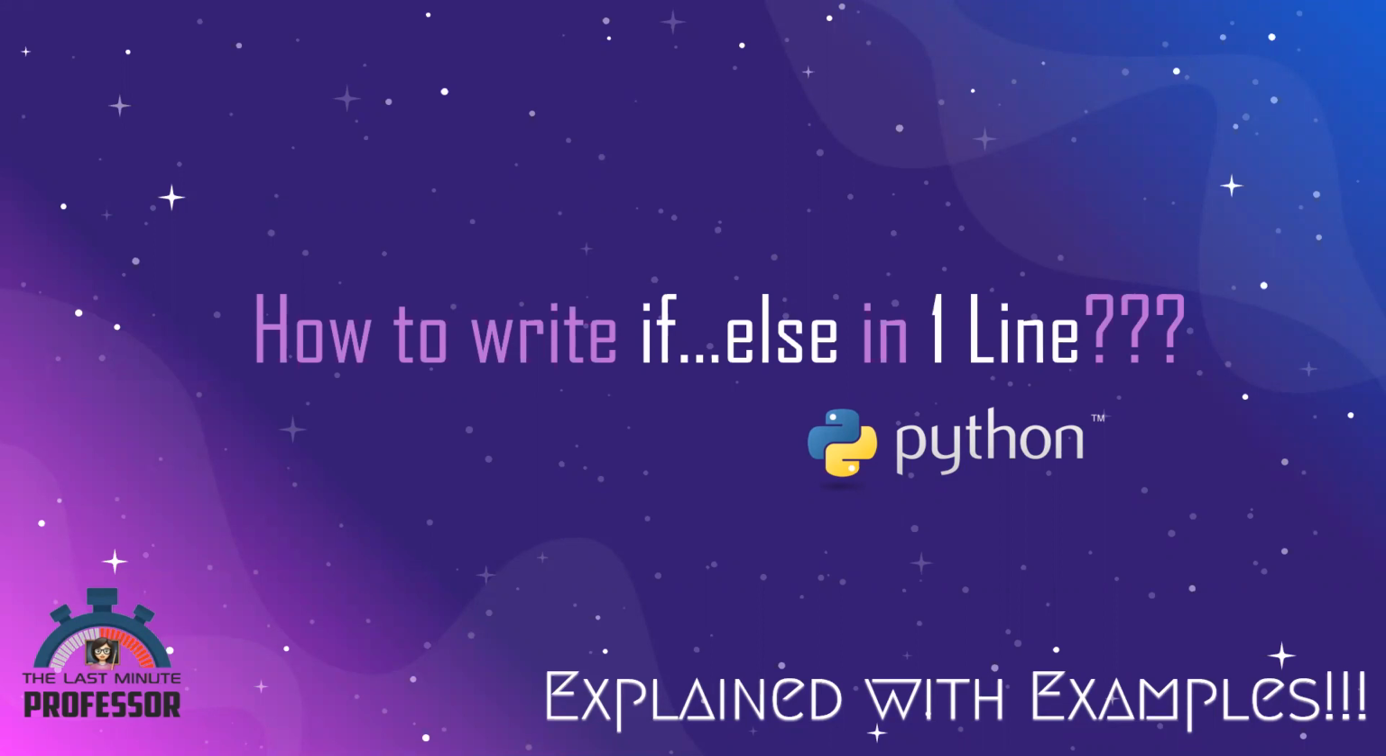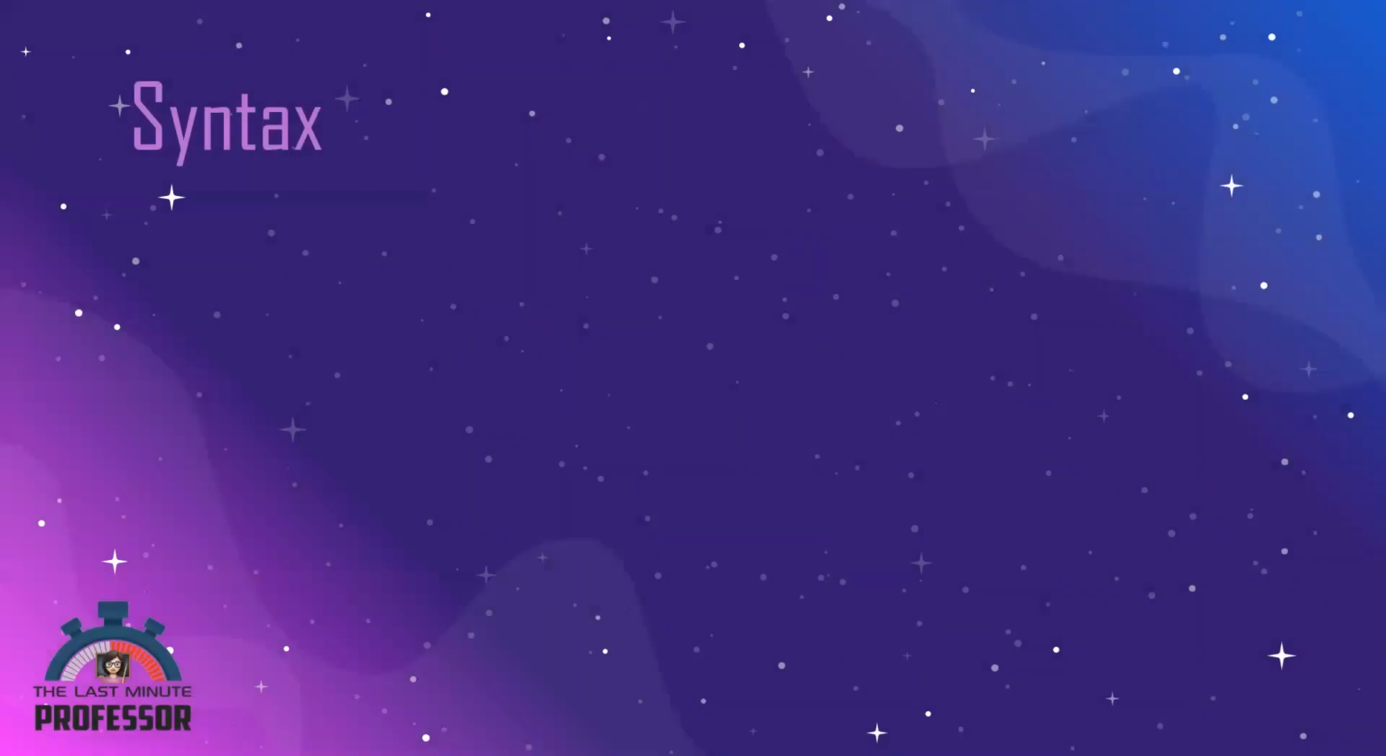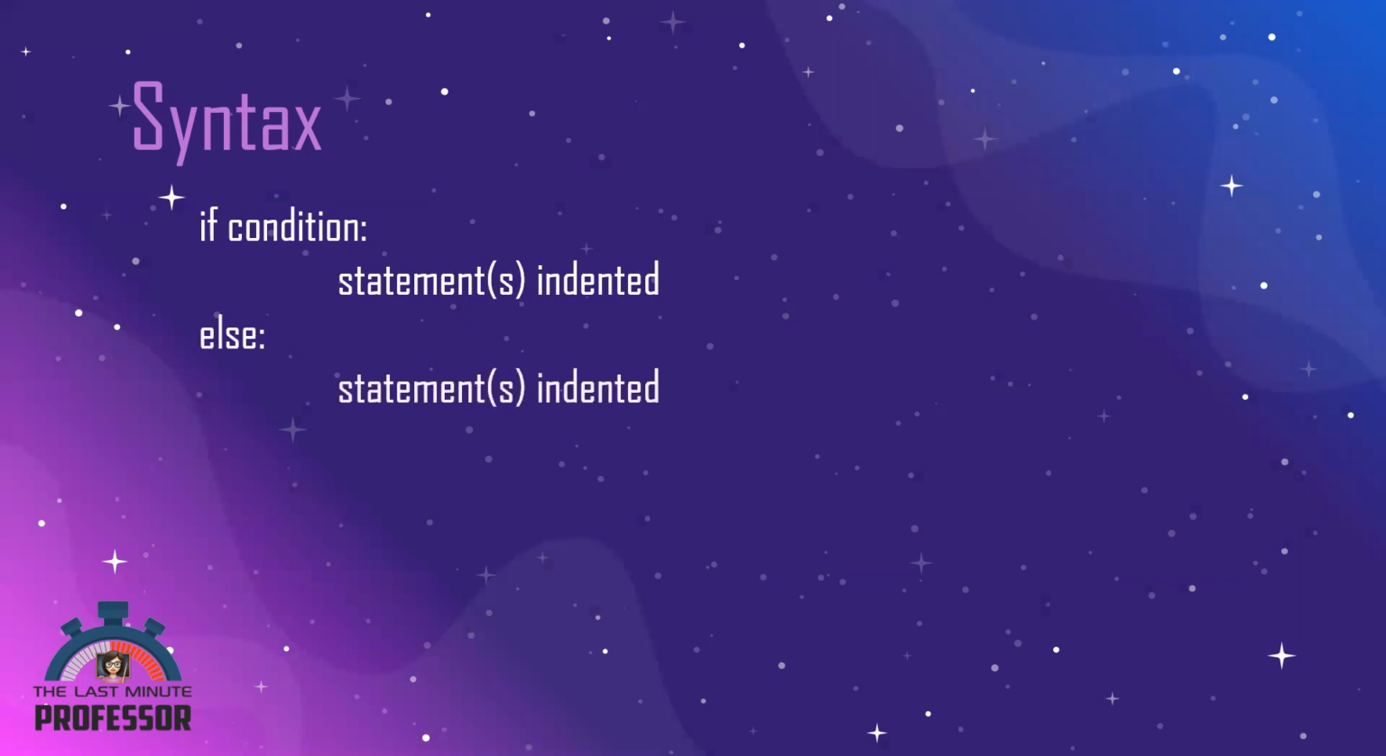First, let us see the syntax we know for if-else. If space condition to be checked colon. We have one or more statements indented to be executed when the condition is true. Else colon. The indented piece of code to be executed when the condition fails.